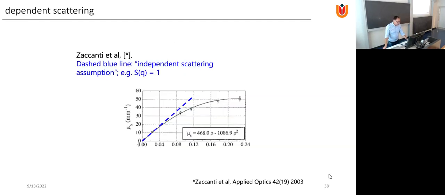Okay, this is not just a theoretical exercise. This is an experimental result from the lab of one of our Italian colleagues, where they took milk in different dilutions, so little fat particles in milk to scatter light. If they increased the amount of fat particles, they found non-linear scaling, which is the second condition. So it was also experimentally achieved.